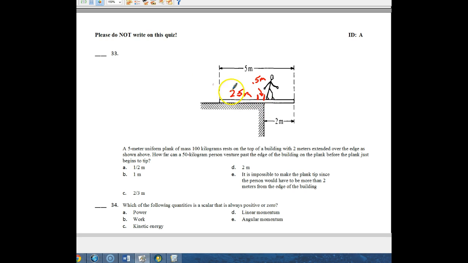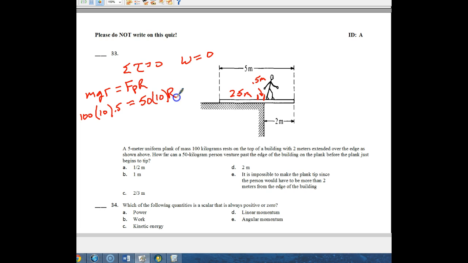For the plank to stay in equilibrium, we know that the sum of the torques has got to be equal to 0, and our angular velocity should also be 0. So we could say that mass times gravity times the radius should be equal to the force of the person times their radius. So let's do 100 kilograms times 10 meters per second squared times that 0.5. So that's that little 0.5 part here. And that would be equal to the force of the person, which is 50 kilograms times 10, times their R.